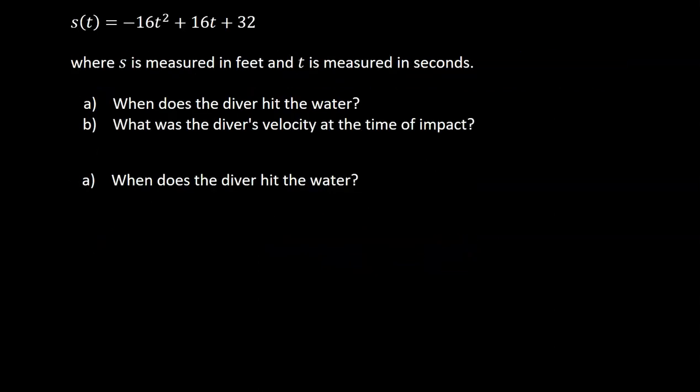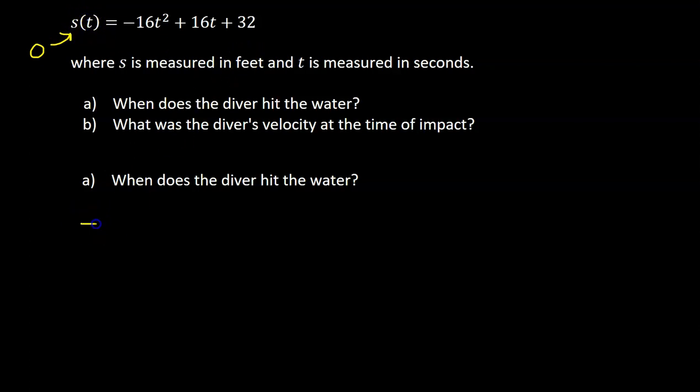Let's start with when does the diver hit the water? So we've been given the position function. This tells us how high the diver is above the water. So when the position is 0, that's when the diver hits the water. So all we have to do is substitute 0 for position and solve.